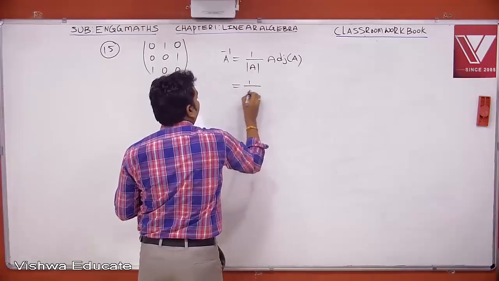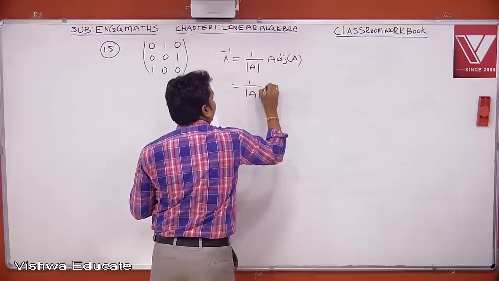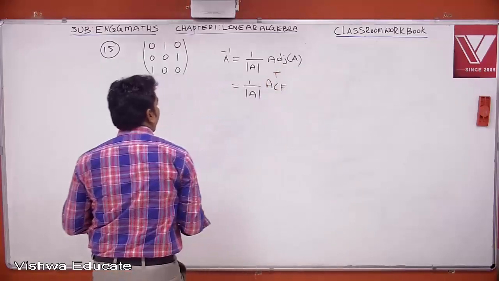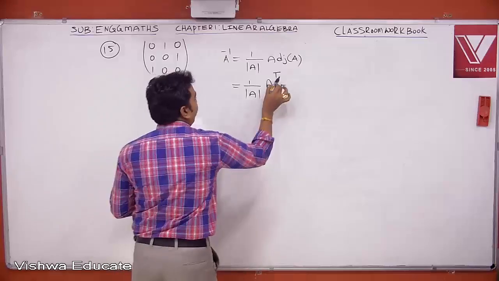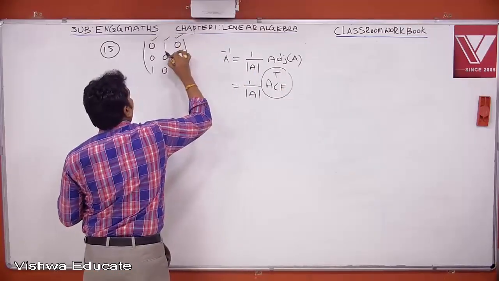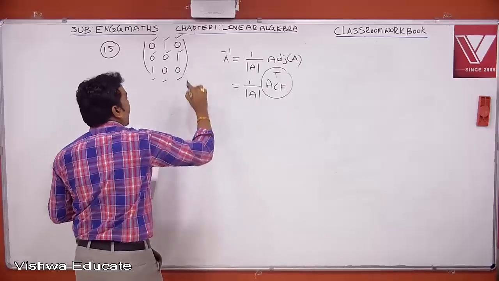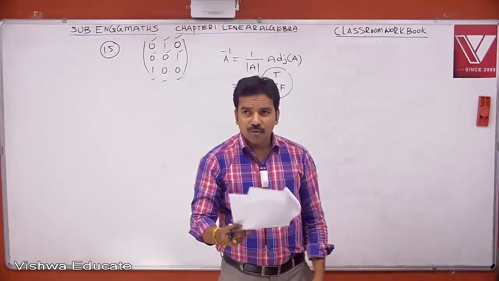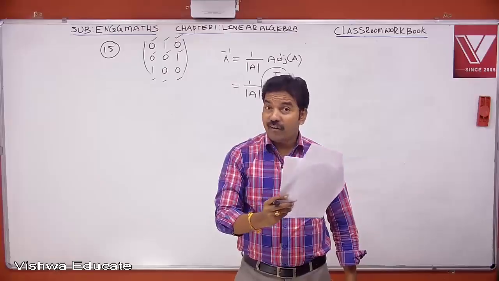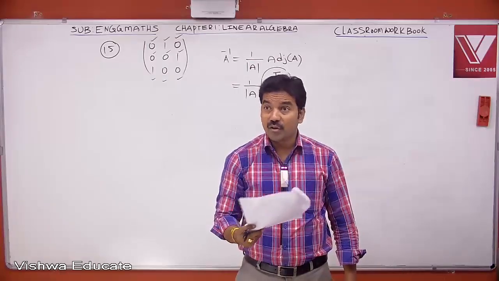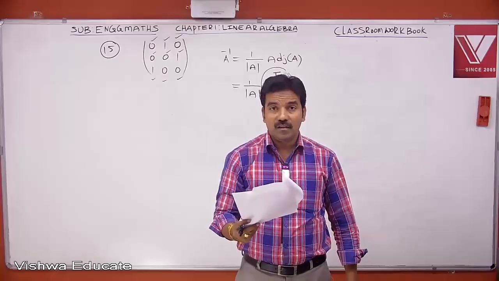So this is nothing but 1 by det A times adjoint of A. What is adjoint of A? This is the transpose of the cofactor matrix of A. That means you need to find cofactors of all these 9 elements. But here options are given, so you need not find cofactors of all the 9 elements. In fact, this problem can be solved in 2 different ways.